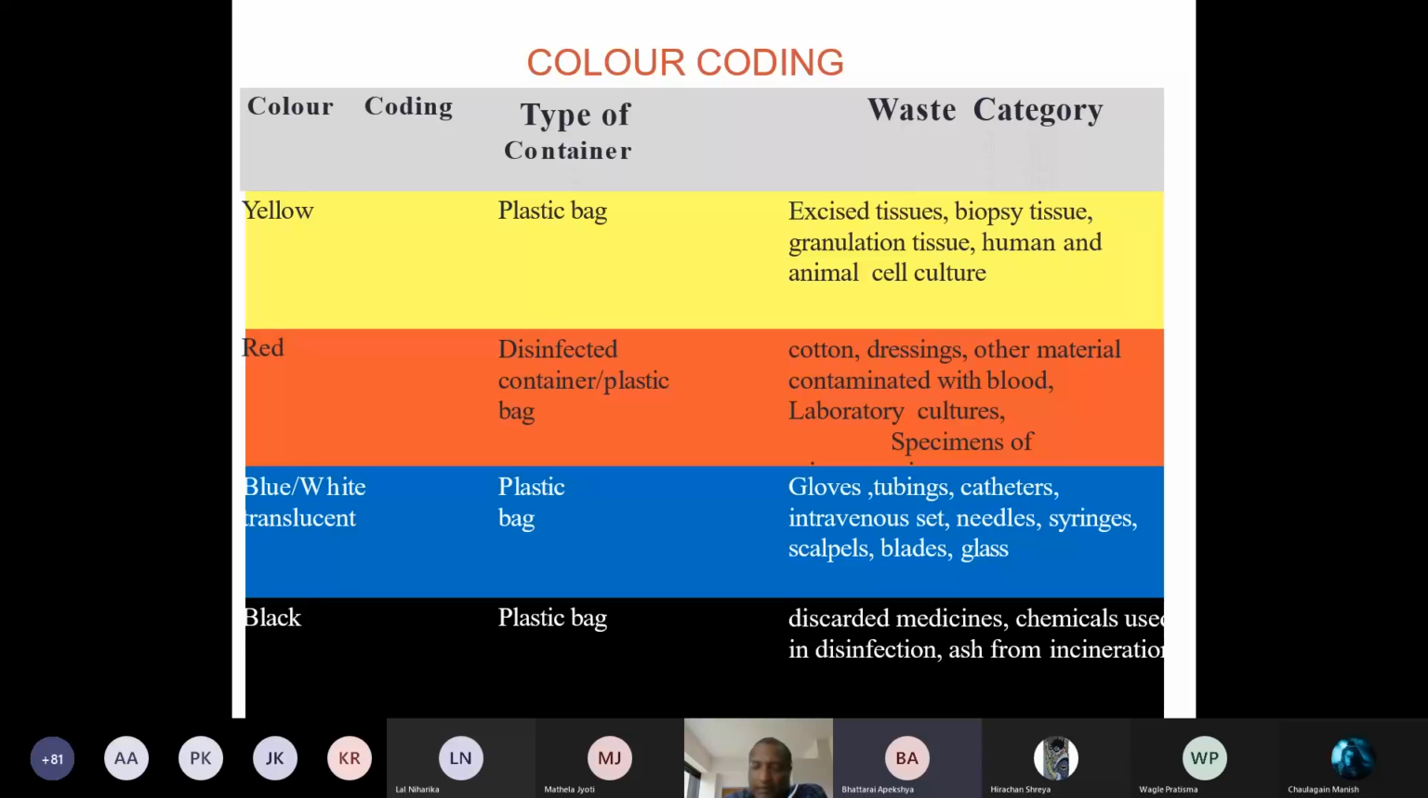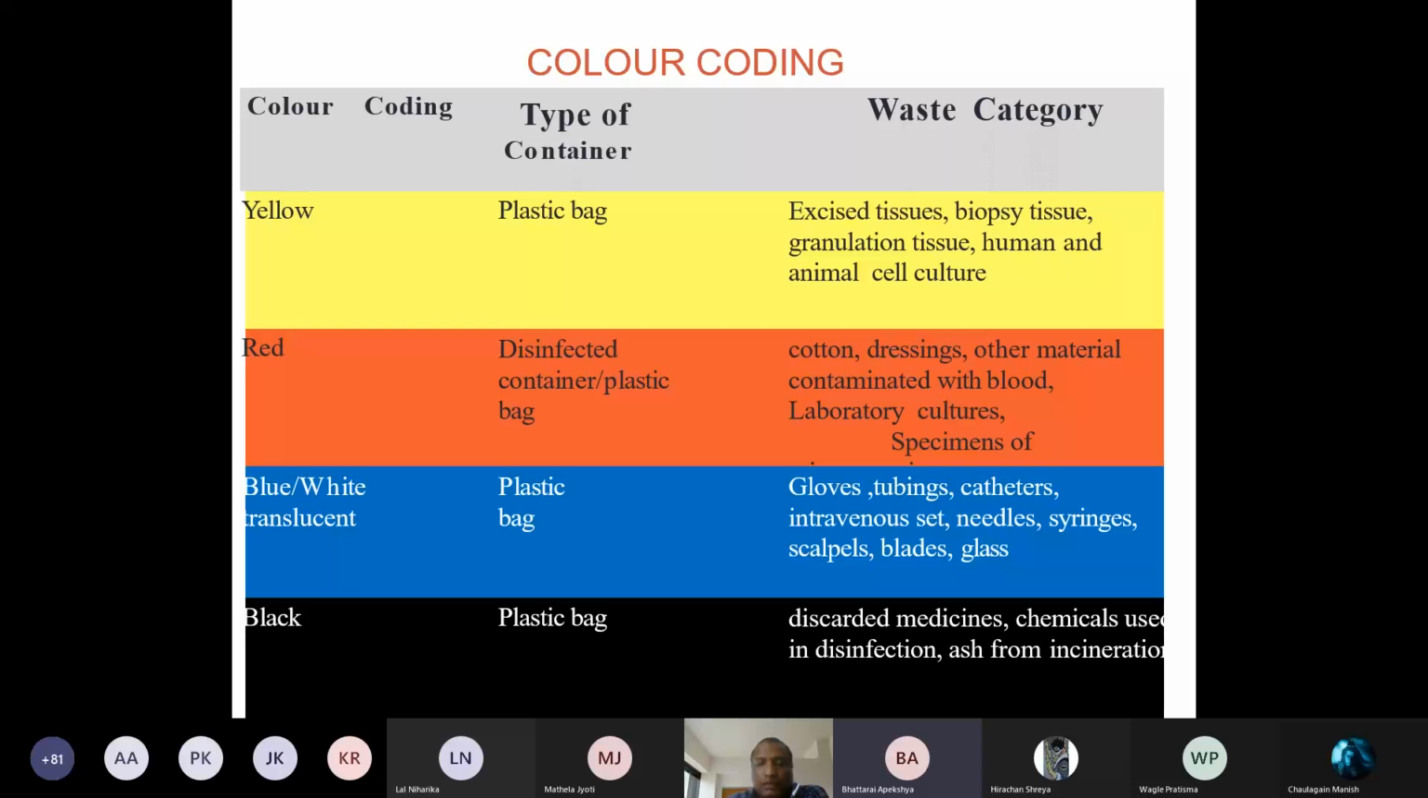And now after that, storage is done, and then transportation, and finally the disposal. Storage means we collect all these yellow, red, blue or black colored containers or bags into a storage room that is established in the hospital. After putting all the waste, on a daily basis we have to dispose of it properly. Segregation.